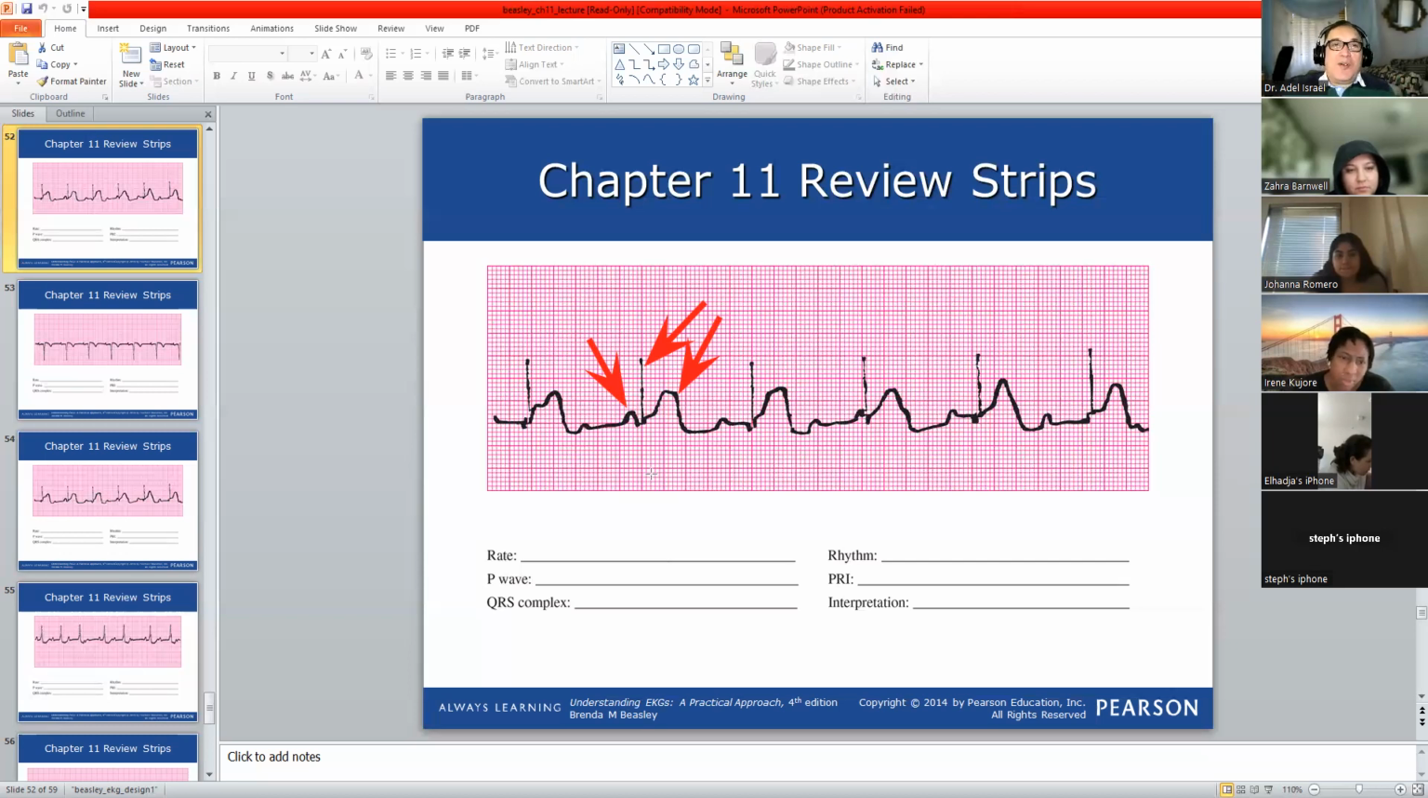This is not a wave from the heart. I don't need you to get confused. This is not a wave coming from the heart. This is the spike which comes from the pacemaker. We are going to talk about this in detail, but this is the QRS. This is the QRS. This is the QRS. We will have this strip in detail with the pacemaker in the next chapter. But I think the author put it in the wrong place.